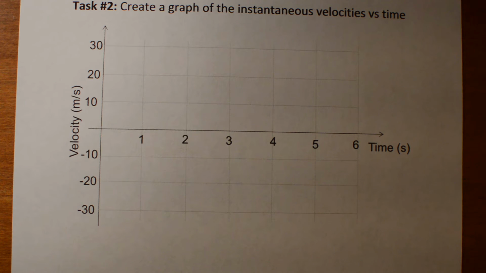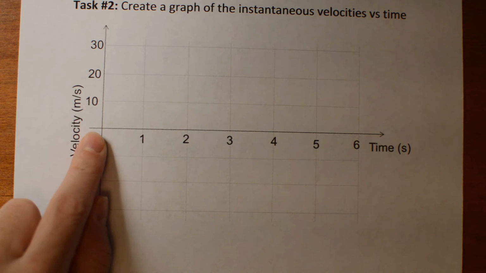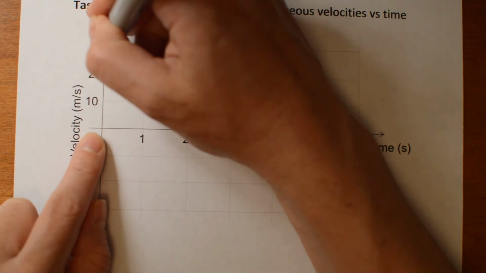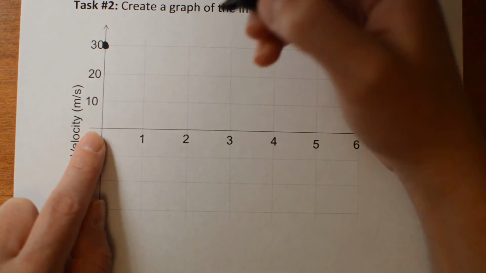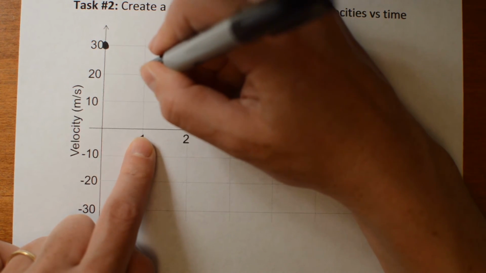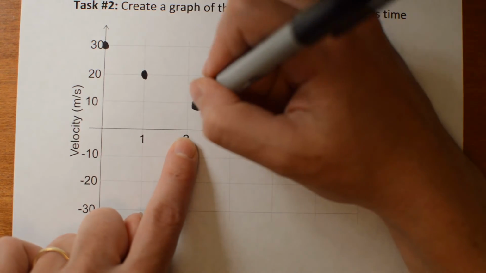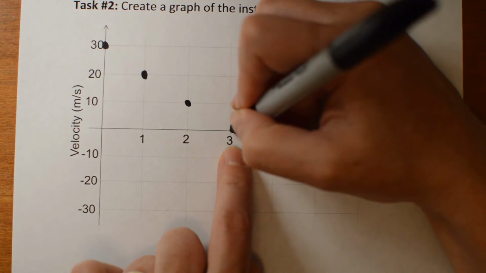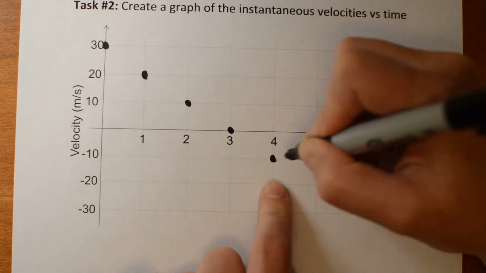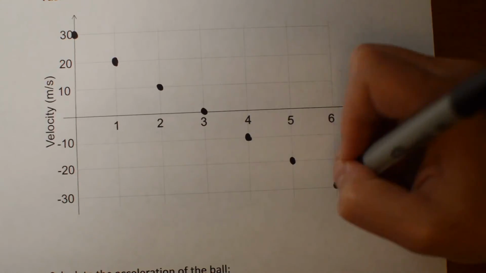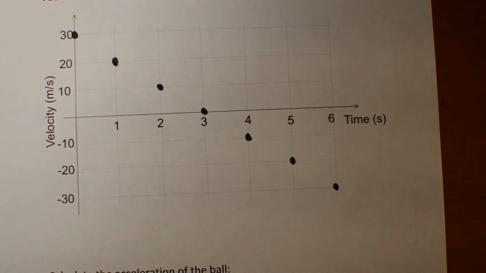All right, I'll keep my chart off to the side. So what I know is that at a time of 0, the velocity was 30 meters per second. So I do a point here at 30. At 1, the velocity was 20. At 2, the velocity was 10. At 3, the velocity was 0. At 4, the velocity was negative 10. At 5, it was negative 20. At 6, it was negative 30.